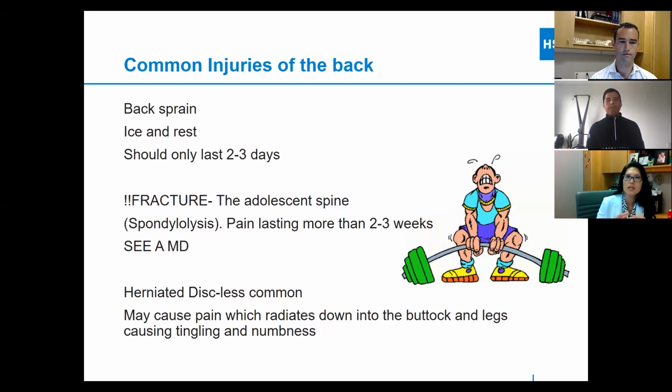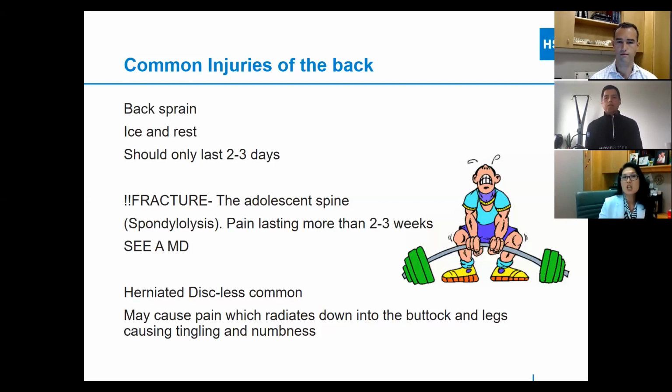And so we do want to catch those early if we can, so that we can allow those bones to heal with rest. The sooner we get to it, the sooner they can really rest and heal, so that they don't have any long-term effects of the fracture going forward.